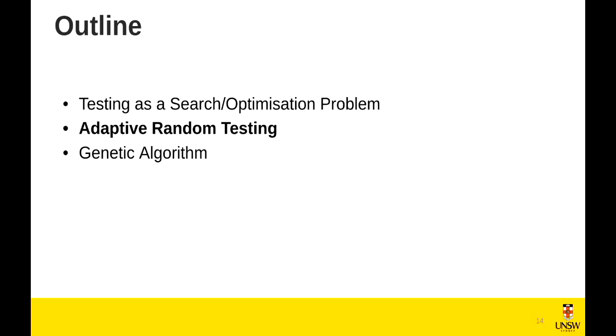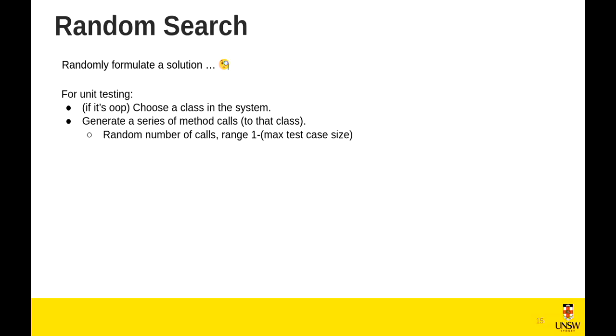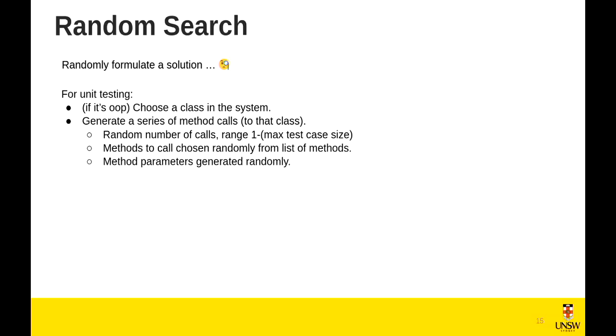So now let's come to the second topic, adaptive random search and testing. When we try to solve a searching problem, the most naive approach is to do a random search. So we can randomly formulate a solution here. For unit testing, if the language is an object-oriented programming language, we randomly choose a class in the system, and then we randomly generate a series of method calls, with a random number of calls. We try to randomly choose these method calls. We can also randomly generate the method parameters, like random strings, random integers, etc.